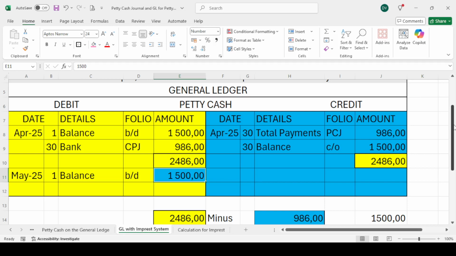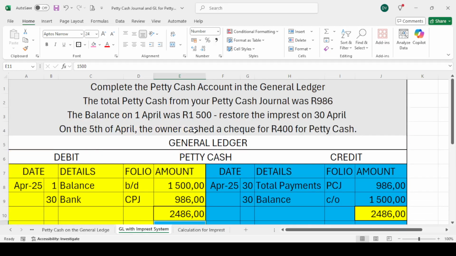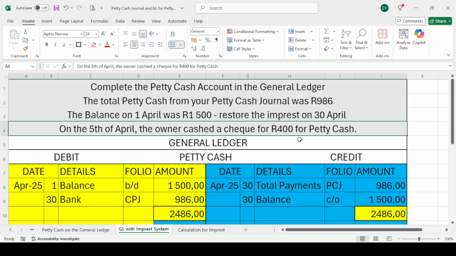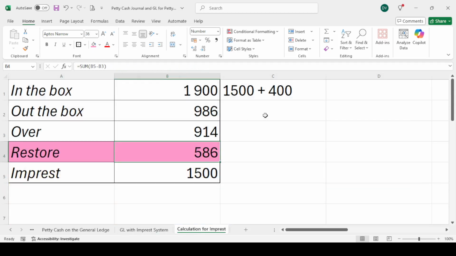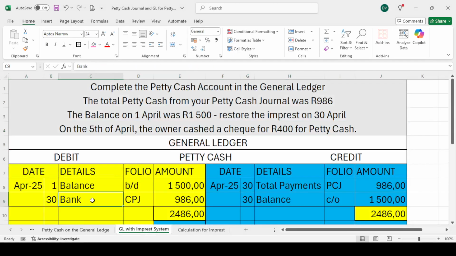I promise you, especially after I've shown you, if they throw in another transaction like that, where the owner tops up the petty cash during like the middle of the month. He decides he's giving money towards petty cash, because that will be the thing that throws you out. But if you use this formula, you won't have to stress about it. You just stick to this, and your amount that you need to restore is this one, that you will show the money that you got from your cash payment journal. Well, you got it from the bank, but it's from your cash payment journal.